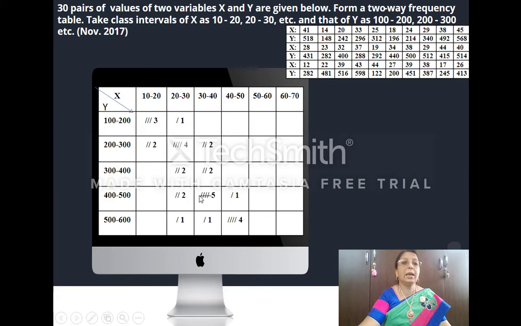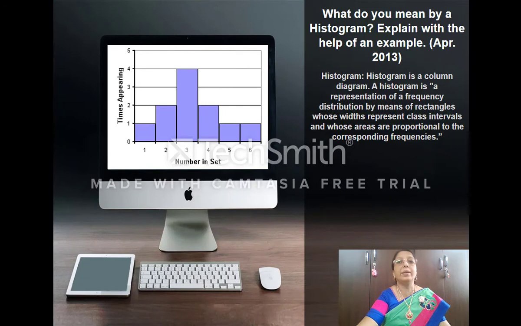Same tally mark applicability applies over here when you draw 4 tallies and you have the 5th one, you draw a line across. Then count the tallies and fill in the frequency. So this is how you do a two-way table or a bivariate table where you consider 2 variables.